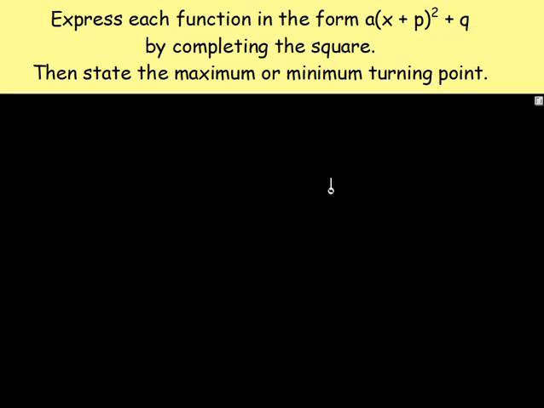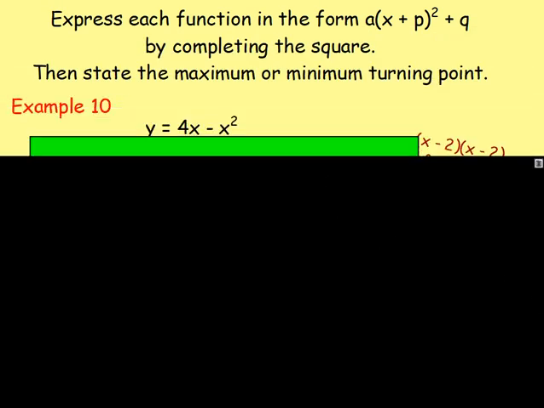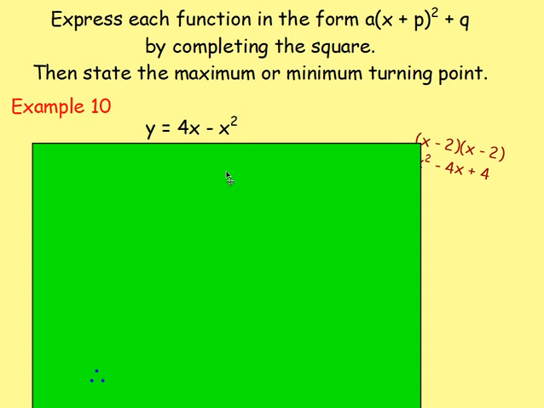Example number 10. You've got y equals 4x minus x squared. This time, we've got a negative for the x squared. Our first thought is that because it's a negative x squared, our quadratic, the parabola, will be a sad face, meaning it will no longer be a minimum turning point. That will be the highest point on the graph, so it will be a maximum turning point.